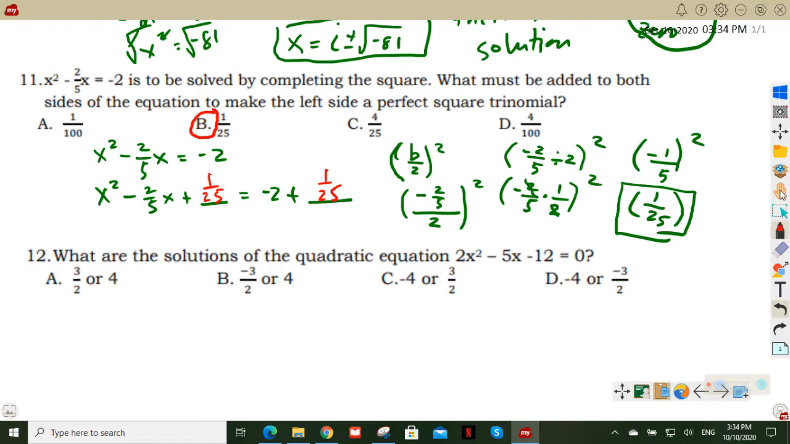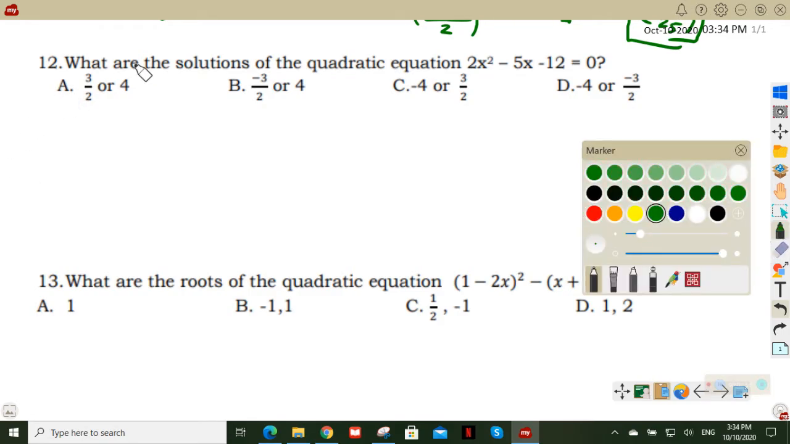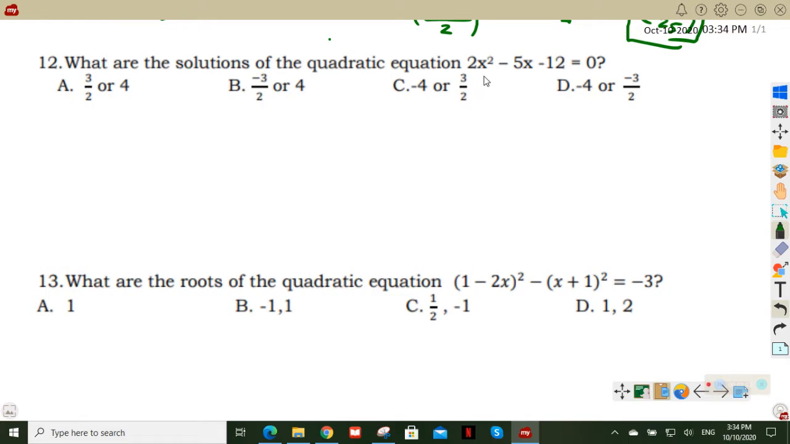Alright, let's have number 12. Okay, number 12. What are the solutions of the quadratic equation 2x squared minus 5x minus 12 equals 0? Now in this case, it's hard to use extracting the square root, although we can solve this by factoring or completing the square, but you know the a is greater than 1, so why not use the easiest one using the quadratic formula?